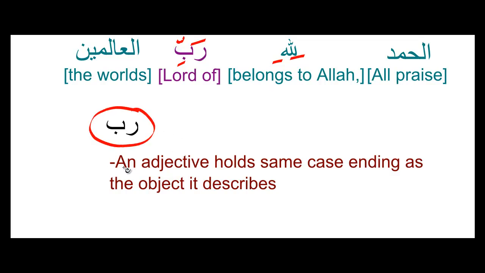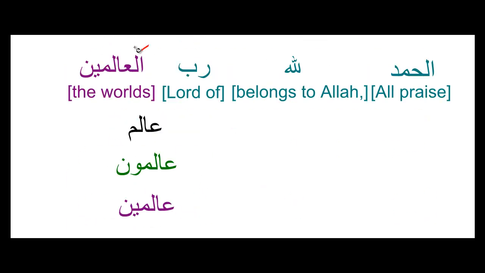Why? Because an adjective holds the same case ending as the object it describes. So because Rabb, or Lord in English, is describing Allah, it carries the same case ending. So there's a kasra here and a kasra here. And we'll learn more about this in the next video, video number 9. And finally, our last word is al-alamina.